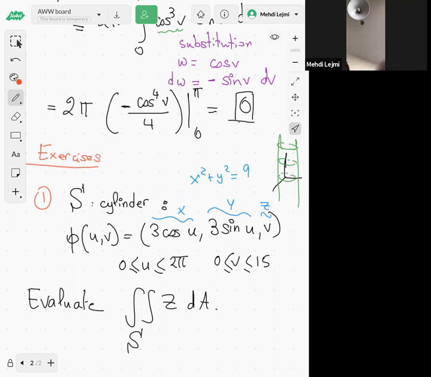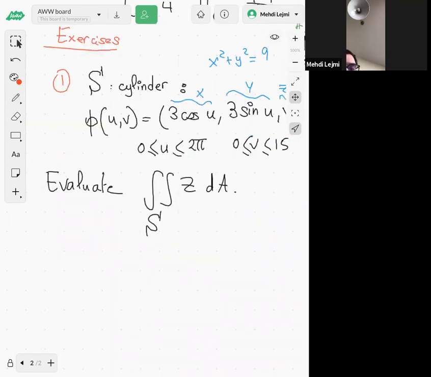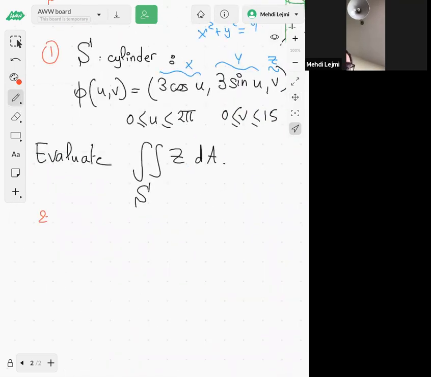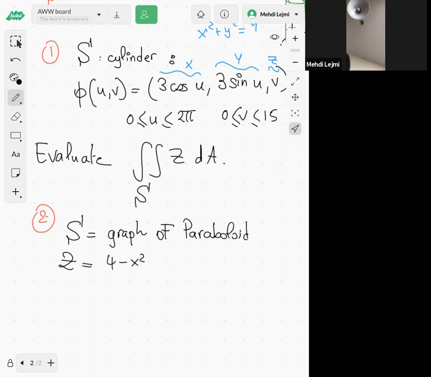Exercises, so exercise number 2, this is 1, 2. For number 2, let's say S is the graph. I'm gonna take again the paraboloid z equals 4 minus x squared minus y squared, with x squared plus y squared less or equal to 4.